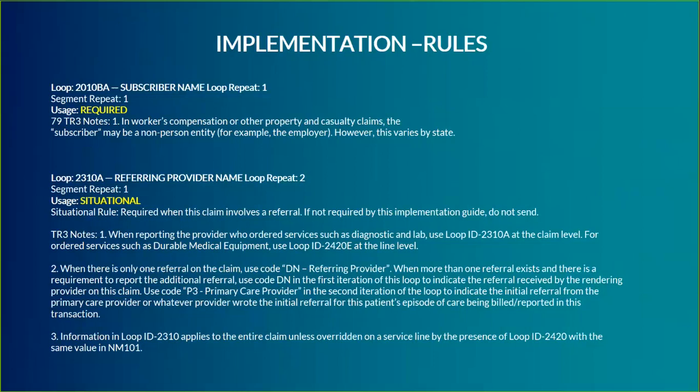Now, moving on, when we look at the referring provider name, okay, these are both names, and in this one, it's situational, okay? And so in this situation, it only is required when there's a referral, okay? So you would only need this information at that point in time. And then it goes on to give, as I told you in the TR3 notes, a little bit more information to help you, provider, understand how and when you use that. So you do use this when you have a provider that ordered a lab, okay? Then it also tells you where to send additional information. So you have to use additional information potentially at the 2310A and at the 2420E, okay?